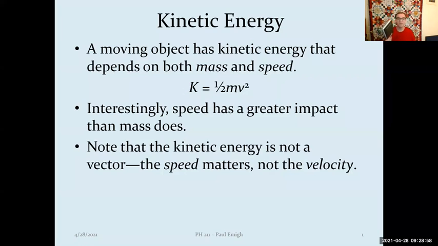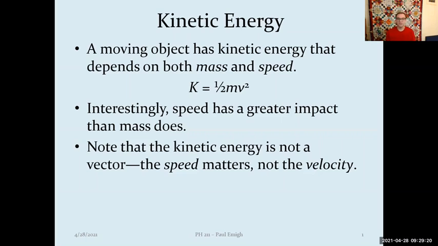That kinetic energy will depend both on how much mass the book has, so little m, and the speed of the book. So how fast is it moving? The particular form for kinetic energy is 1/2 the mass times the speed squared, so 1/2 mv squared. We'll typically use the symbol capital K for the kinetic energy.